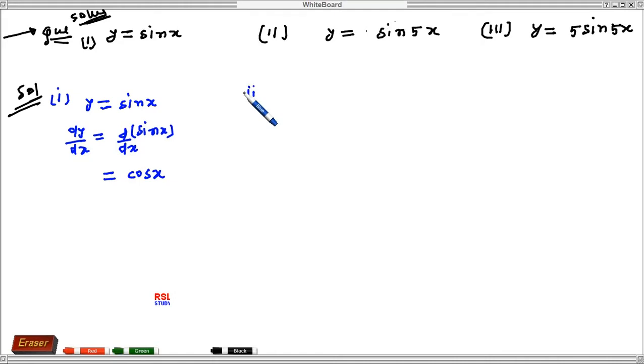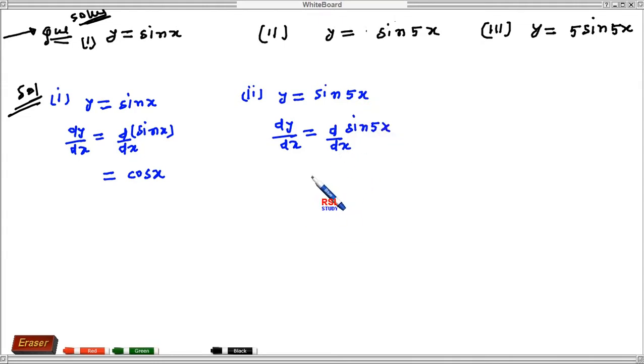So keeping this rule in mind, we will proceed for the next question, that is y equal to sin 5x. So what will be its differentiation? Definitely 5 into cos 5x. Where if you differentiate sin 5x, then that will be cos 5x into d/dx of 5x. And d/dx of 5x will give 5.